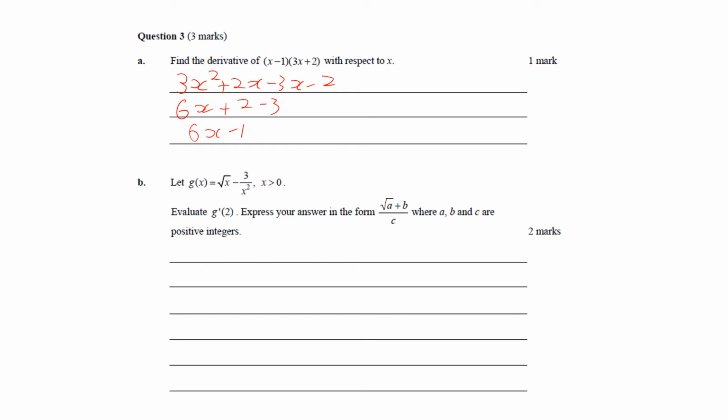For the next part, part B, we've got this function g of x. We're told that x has to be greater than 0. We need to find g dash of 2. And we've got this specific form that it wants us to put our answer in.